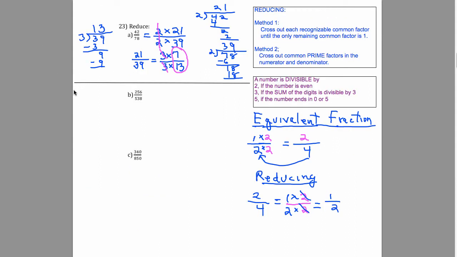Part B, since the numbers are larger, let's try method 2, or at least begin with method 2, the prime factor method. So we have 256.